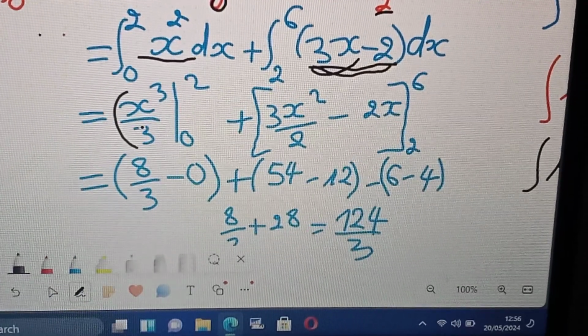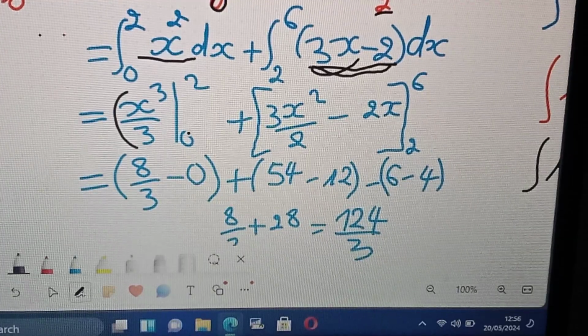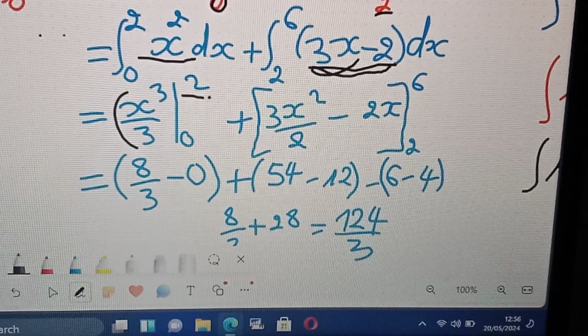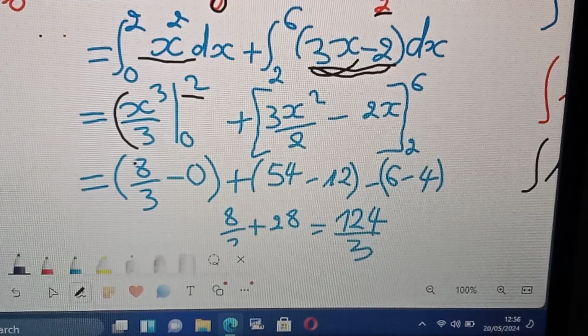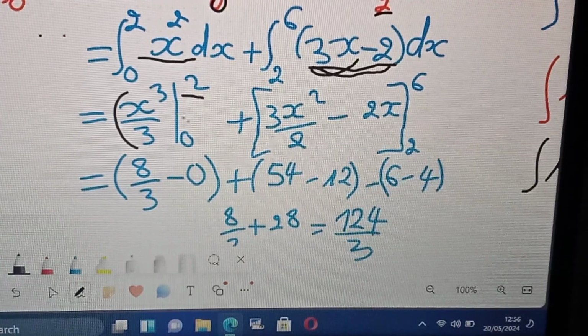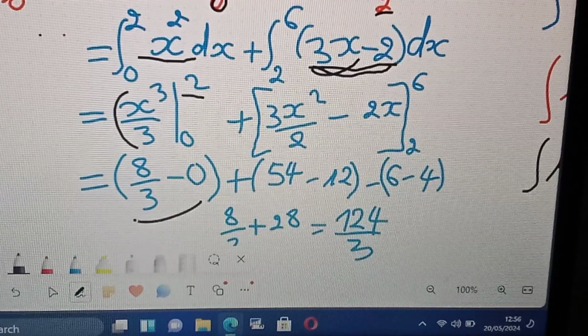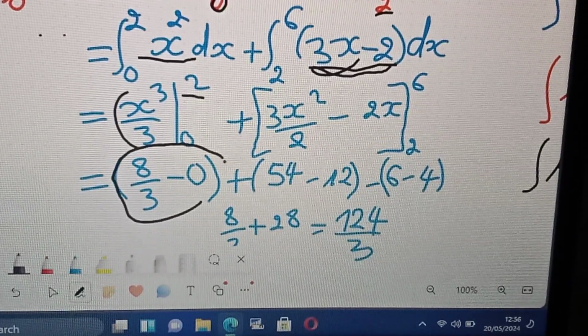When we replace boundaries, we start with the upper boundary. We replace x by 2. 2 power 3 is 8, over 3. Replace x by 0, we get 0. Now we have 8 over 3 minus 0.